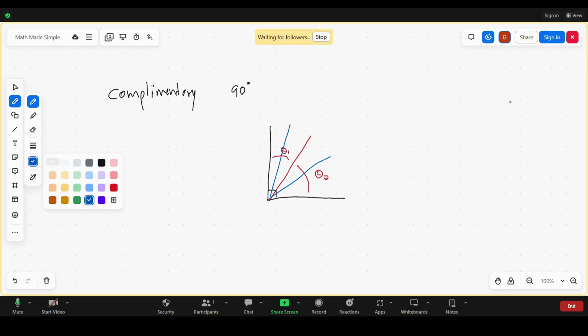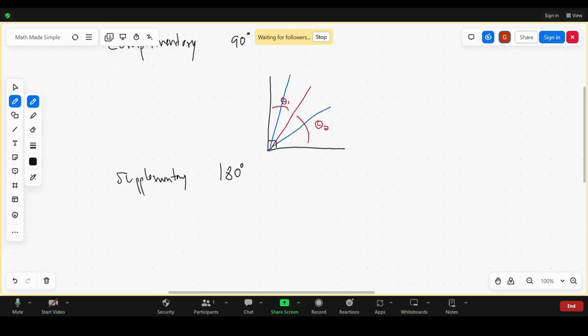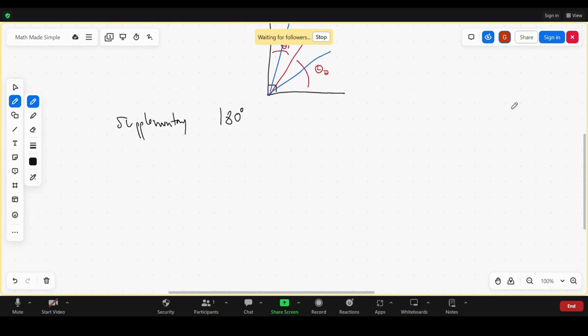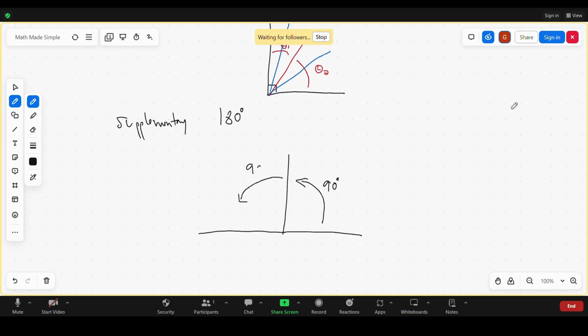We can do the same thing with supplementary. So supplementary simply means that two angles add up to 180 degrees. If we scroll down a little bit, I can draw over here. This is 90 degrees. If we go another 90 degrees, we end up forming a straight line. A straight line has an angle of 180 degrees.